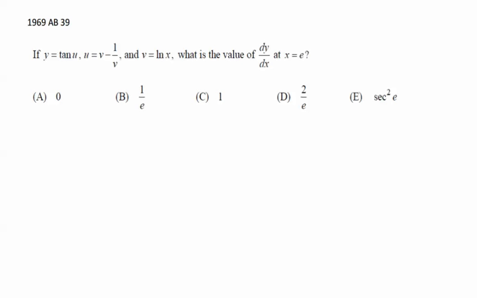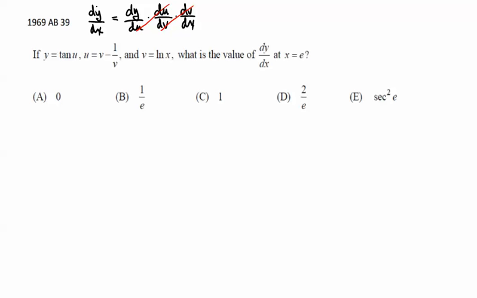So since y is a function of u, we can talk about dy du, the derivative of y with respect to u. And since u is a function of v, we can talk about the derivative of u with respect to v. And since v is a function of x, we can talk about dv dx. And you notice when you multiply all these together that the u's will cancel, the v's will cancel, and we're going to end up with simply dy dx.